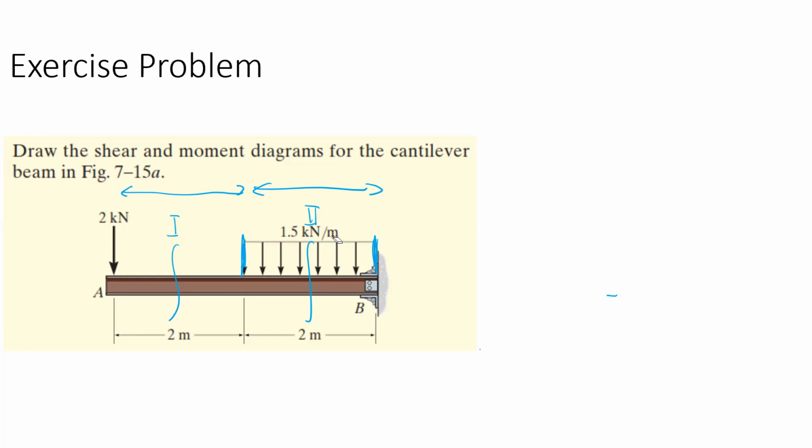Okay, but as Zafran said, we have to start with finding the external forces at B first. Okay, finding the external forces at B. So the free body diagram will be here, 2 kilonewton. Okay, and we have a distributed force here.